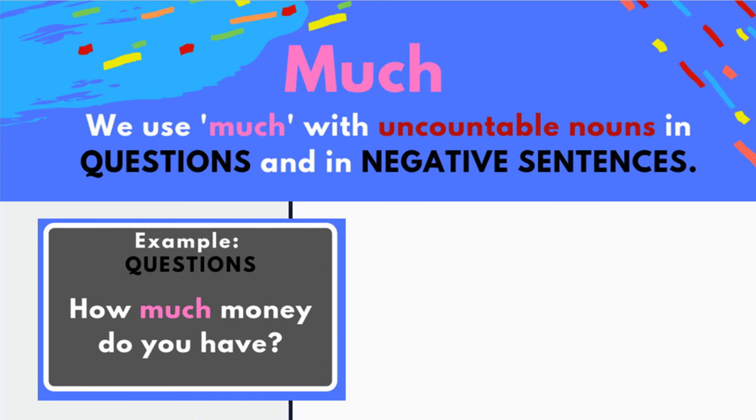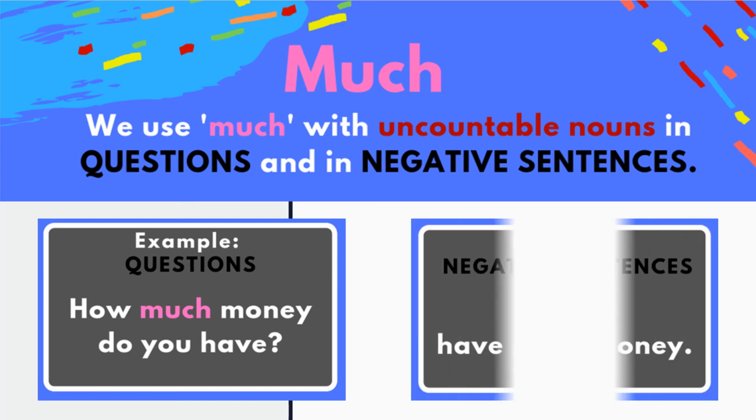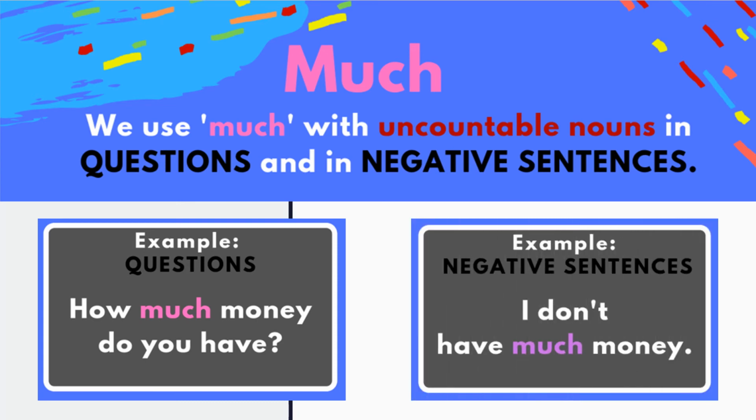For example, how much money do you have? Remember, money is uncountable. So, we use much. How much money do you have? Next, for our negative sentence. I don't have much money. We use much because money is uncountable.